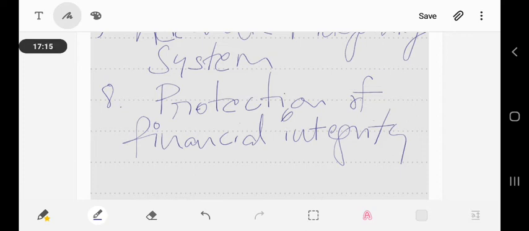So these are all the points to follow. In order to have an efficient system of exchanges, all these points have to be ensured properly.